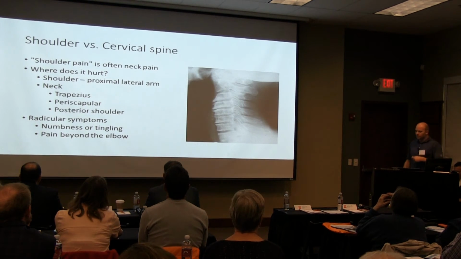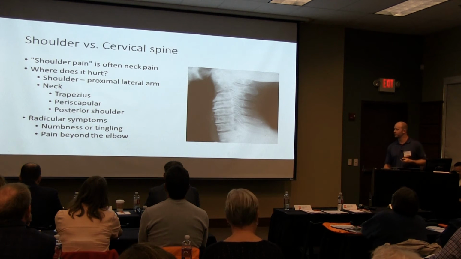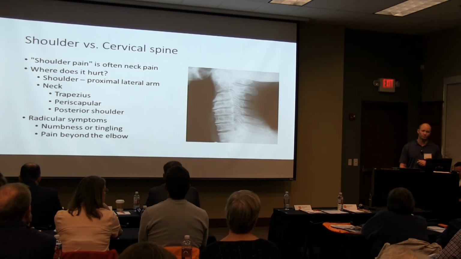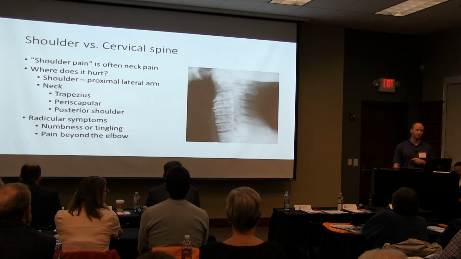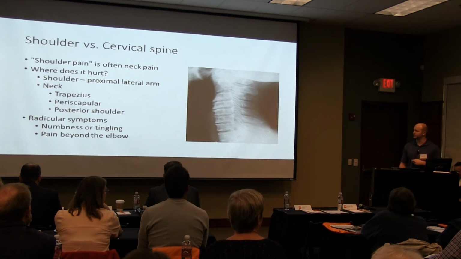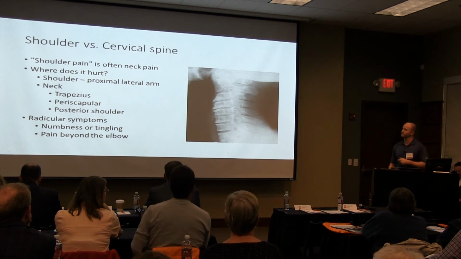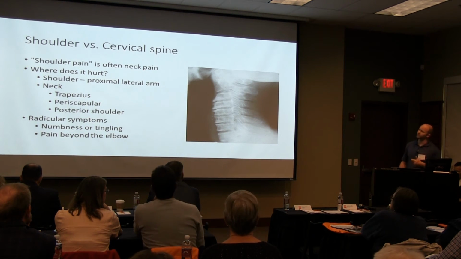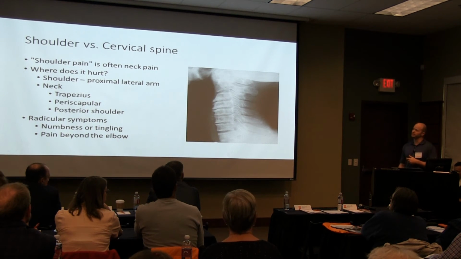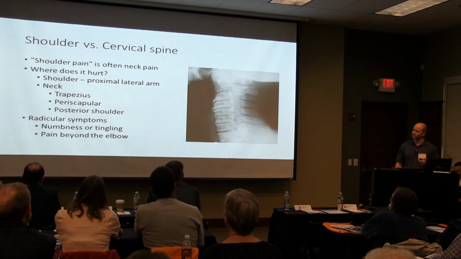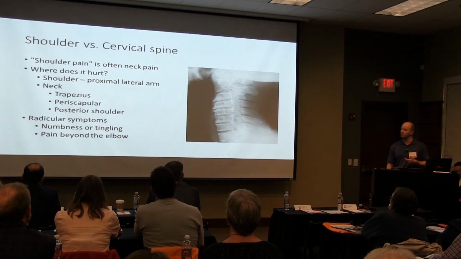So when you examine patients who come in with shoulder pain, the first thing that I'm trying to figure out is, is it truly a shoulder problem or is it a neck problem? And in my practice, I would say at least 1 out of 3 new patients who come in with shoulder pain, there's at least a suspicion that they might have a neck problem. So always ask where it hurts. Is it proximal lateral shoulder, lateral arm, or is it up around the shoulder blade and into the trapezius or posterior shoulder? Are there radicular symptoms? Is there numbness and tingling? Does the pain go beyond the elbow?